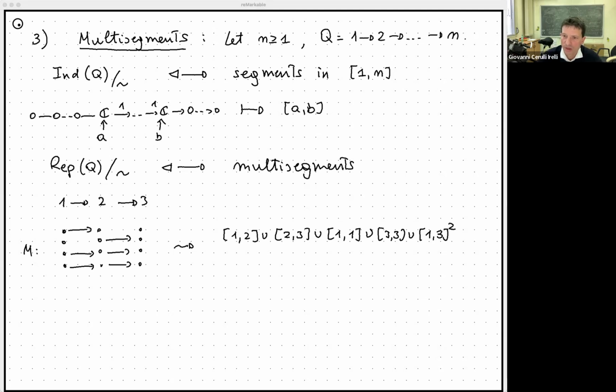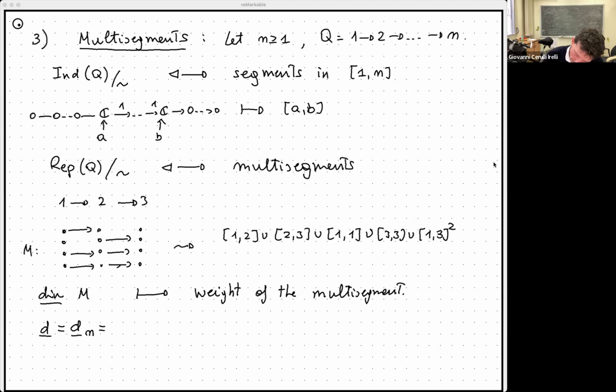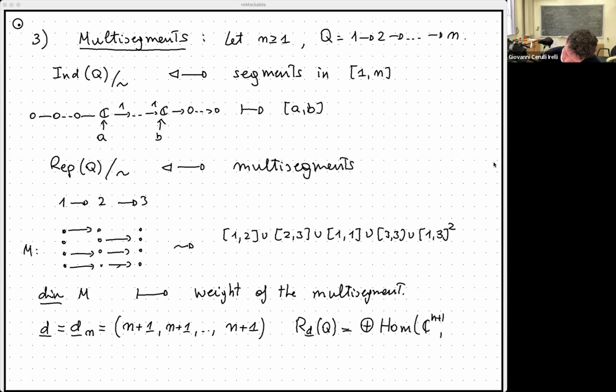And now for us, by dimension of M, this corresponds to what we call the weight of the multisegment, just to give a different name, but it's just the dimension vector. So for me, this is a multisegment, okay. So from now on, by n, it will be just the dimension vector n plus 1, n plus 1, n plus 1. And R_D is just the direct sum of n plus 1 matrices. So it's just C^(n+1), C^(n+1), over n minus 1 arrows. Okay, so this is the representation variety of dimension vector n plus 1, n plus 1, n plus 1.